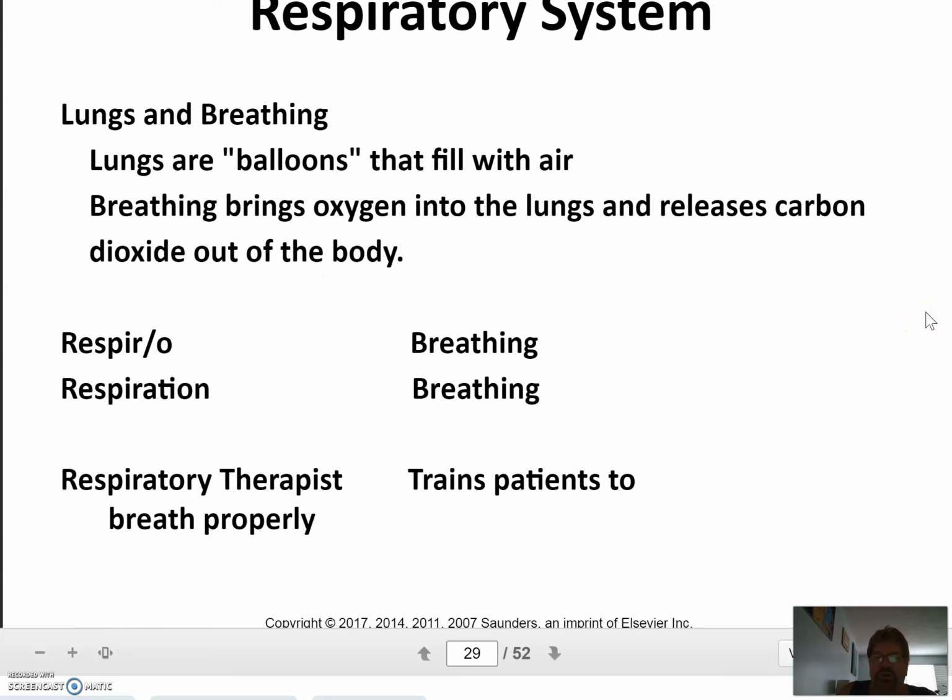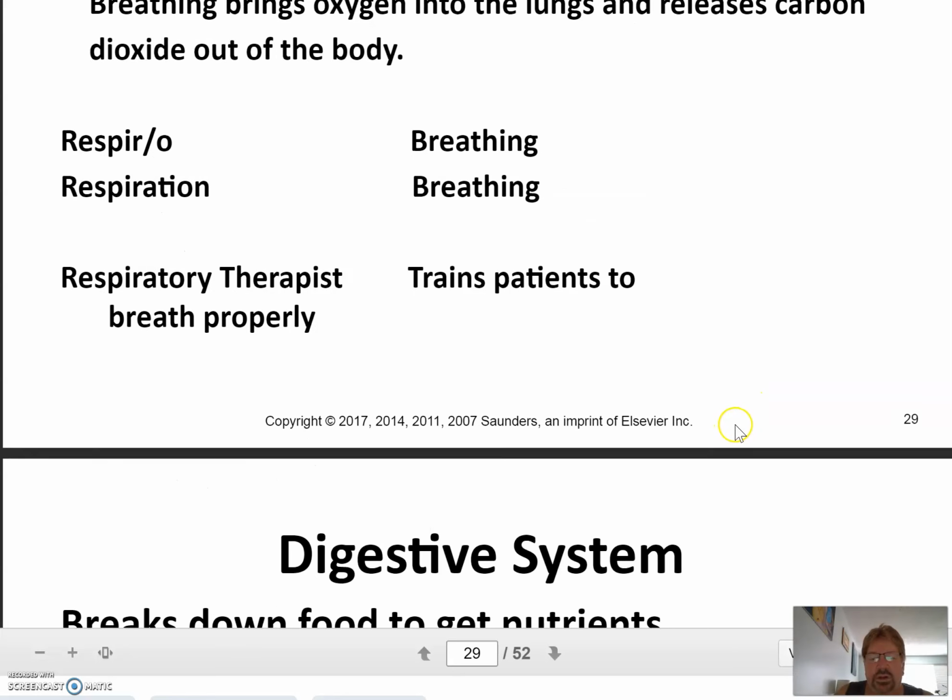The respiratory system, the lungs. Lungs are balloons that fill with air. They bring oxygen in to the body and release carbon dioxide, which is a waste product, back out into the air. Respiro or respiration are words that deal with breathing. Respiratory therapist is a person, they're not a doctor, it's less than that, but they specialize in treating people with respiratory problems, helping them to breathe. Respiratory problems, guys, are the number one reason that people seek medical care.